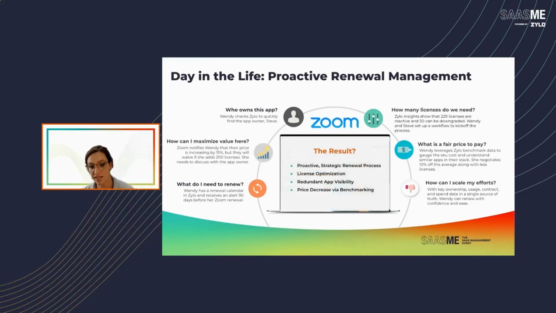Now, the result of this, rather than reactive, is a more proactive, strategic renewal process: the ability to do license optimization at scale and when it really matters, which is right before that renewal. Visibility into redundant or similar applications, MS Teams being an example, helps influence and give context to that decision. And then ultimately, she was able to drive a price decrease via that benchmarking data that helped her understand what an average SKU cost should be based on their needs.